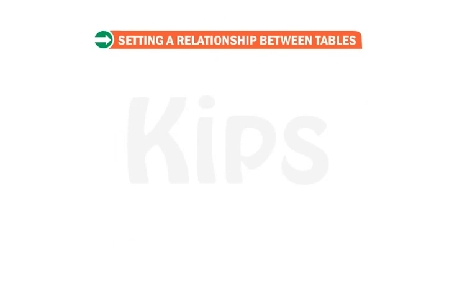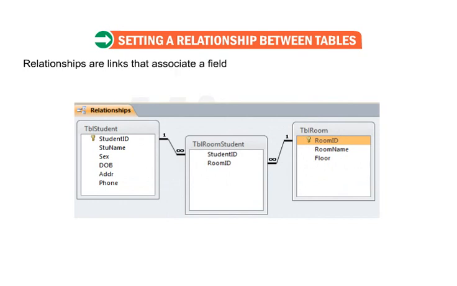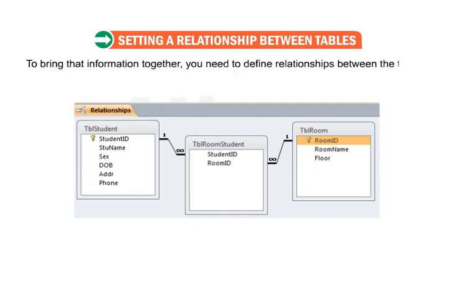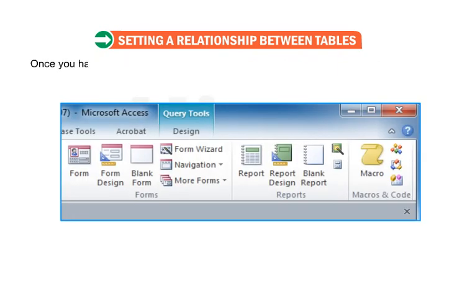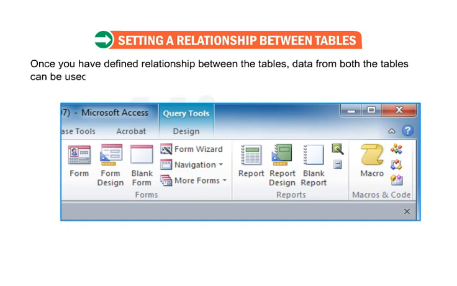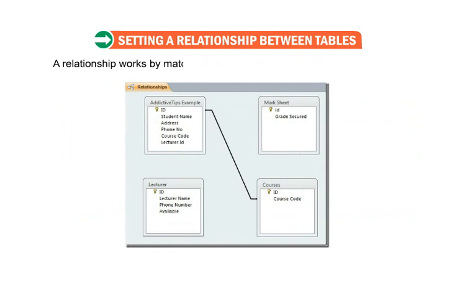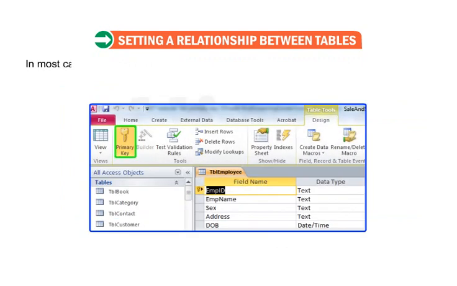Let us now discuss about setting a relationship between tables. Relationships are links that associate a field in one table with the same field in another table. In Access, you store data in multiple tables. To bring that information together, you need to define relationships between the tables. Once you have defined relationship between the tables, data from both the tables can be used by query, form, or report. A relationship works by matching a field with the same name in both tables.